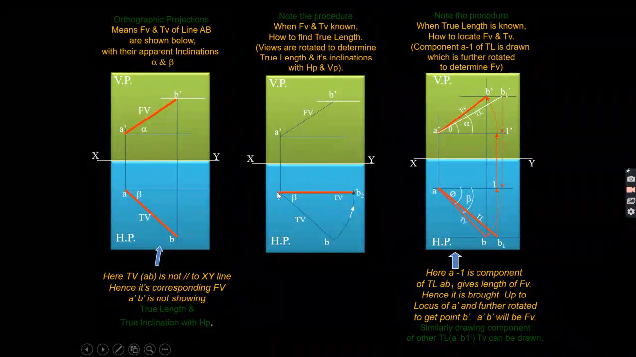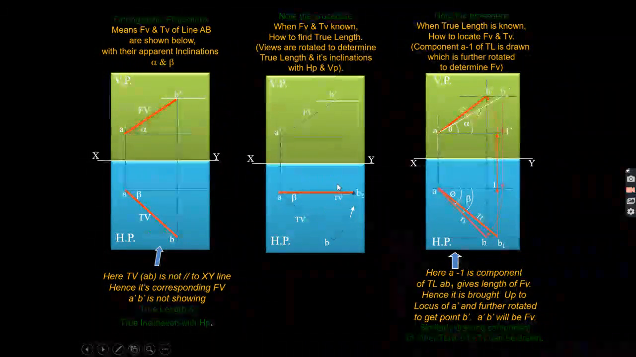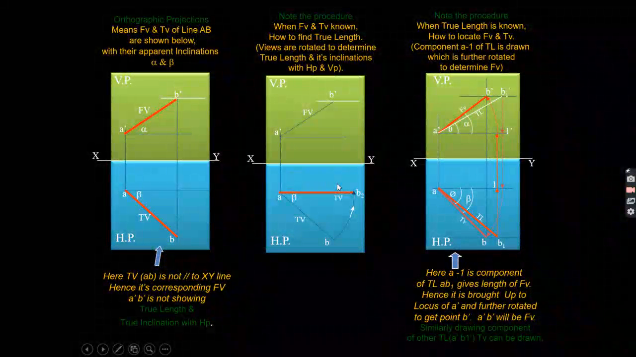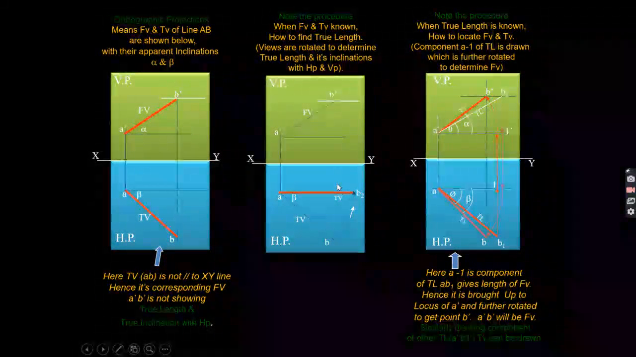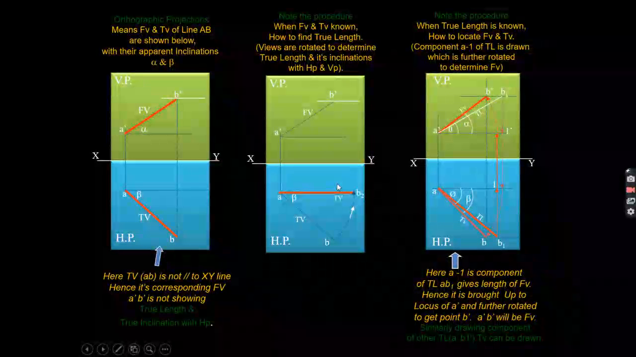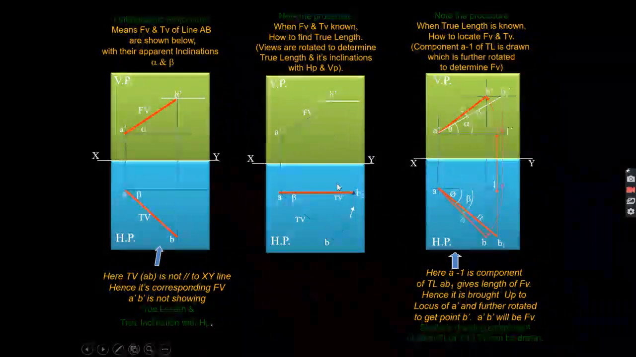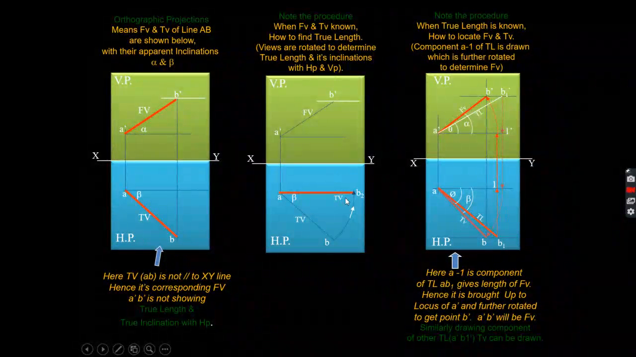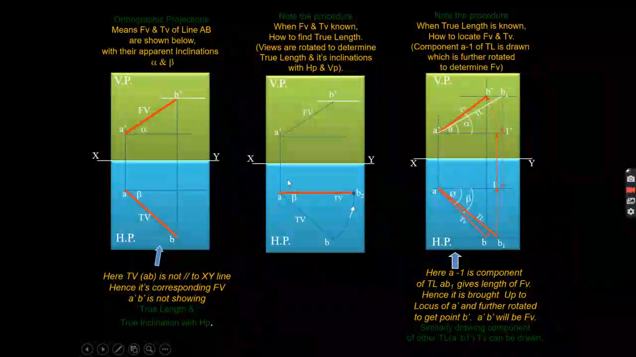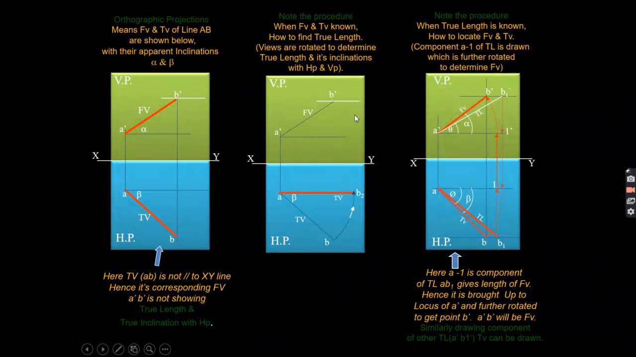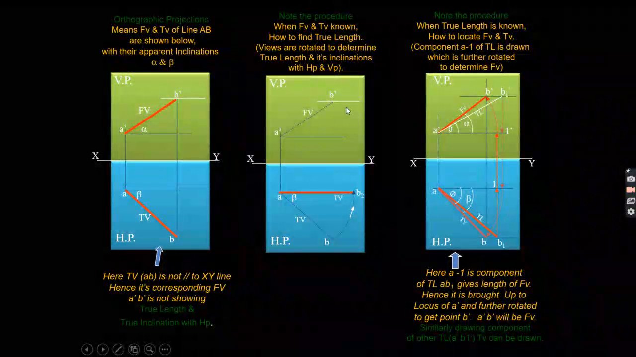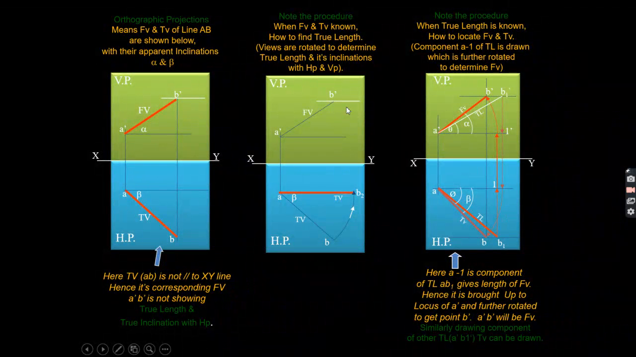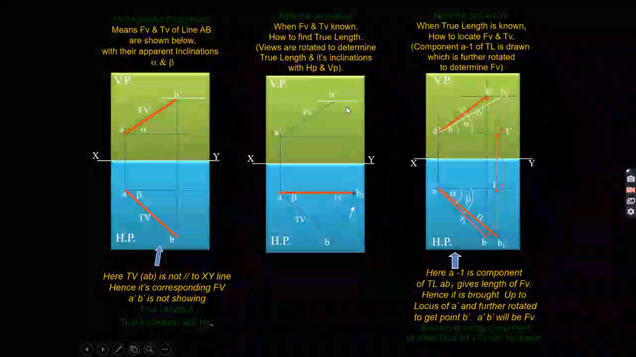Okay, if it is parallel to the vertical plane, and I have mentioned earlier, if any line is parallel to any plane, in that plane we will see the true length of that line and true angle of that line. Means in the vertical plane we will see the front view. We are making the line parallel to the vertical plane, and in the vertical plane we see the front view of that line. Means in the front view we are going to get the true length and true angle of that line.